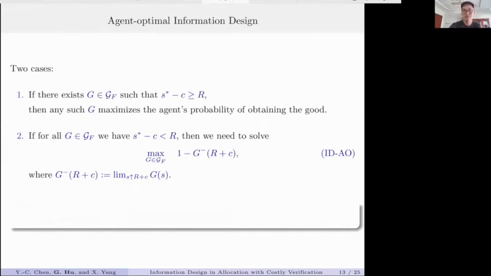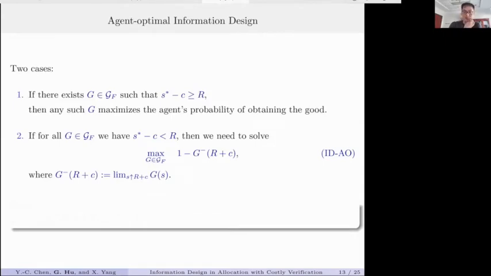Can I ask a question here? Yes, sure, please. So here the R does not depend on the G, right? Yes, R is a fixed number, the reservation value. Is it because the principal is risk neutral that you can have this result? Yes, so our results depend on the risk neutrality of the principal, like in calculating the payoff at the very beginning.